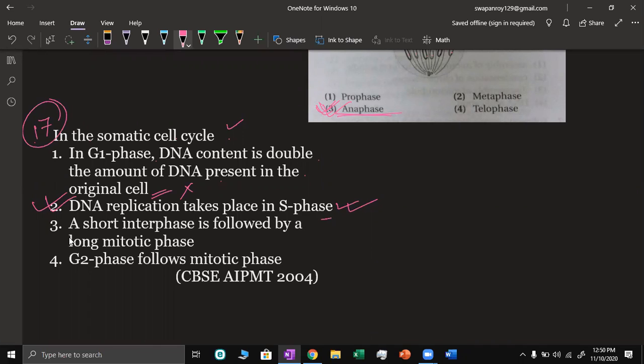A short interphase is followed by a long mitotic phase. Mitotic phase is never longer than the interphase. Interphase is usually longer, so this is also not correct. G2 phase follows mitotic phase? No. Mitotic phase follows G2. Okay, this is CBSE IPMT 2004.